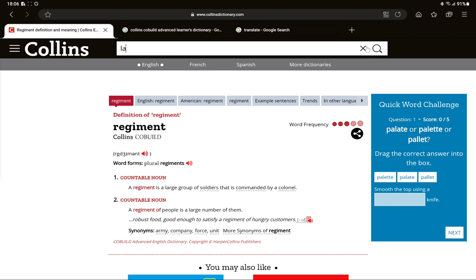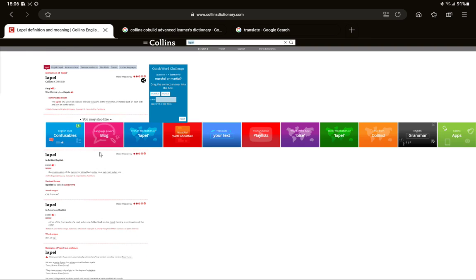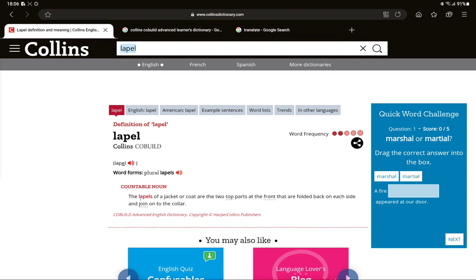Lapel. The lapels of a jacket or a coat are the two top parts at the front. They are folded back on each side and joined onto the collar.